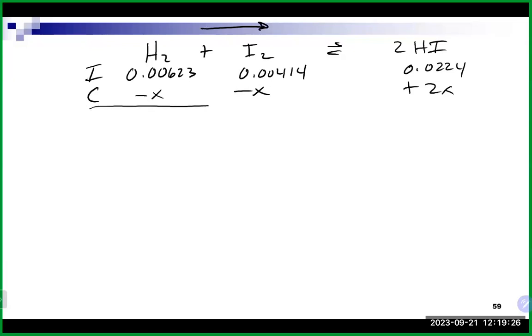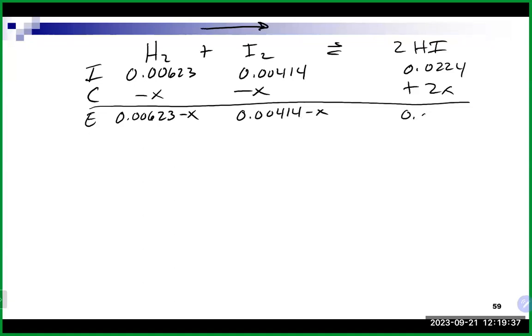Coming down here, we're just going to carry everybody down. 0.00623 minus x, 0.00414 minus x, 0.0224 plus 2x. Any questions on the ICE table here?